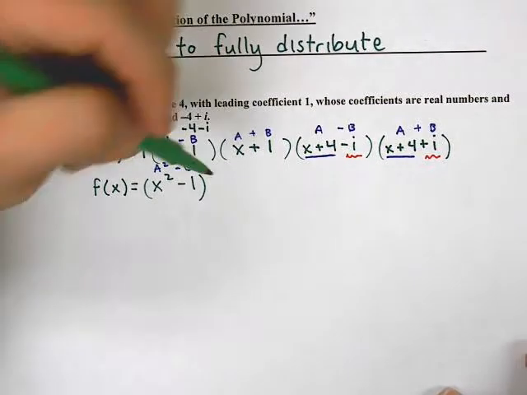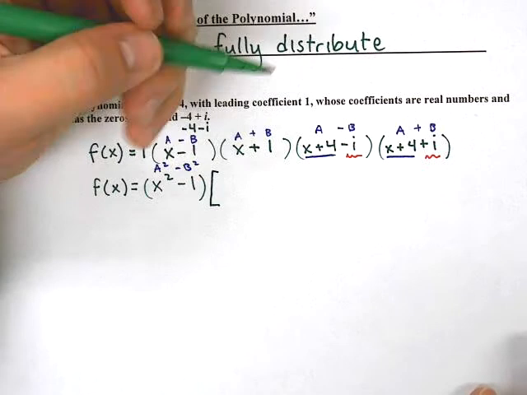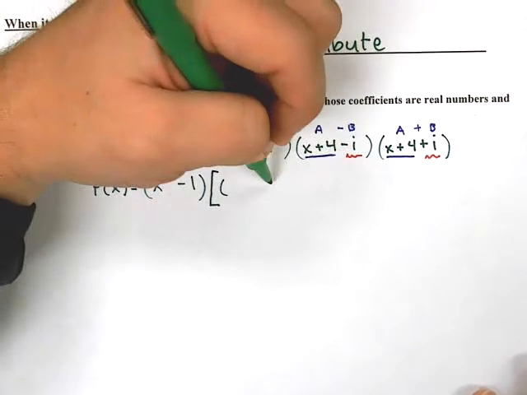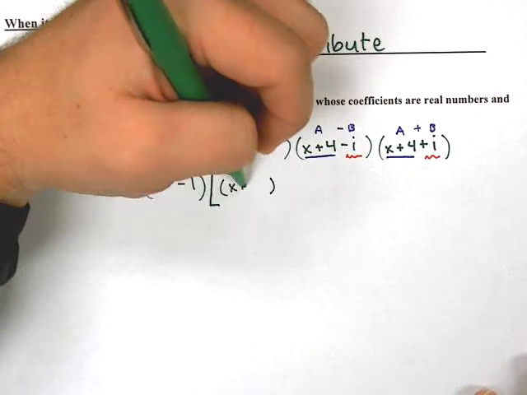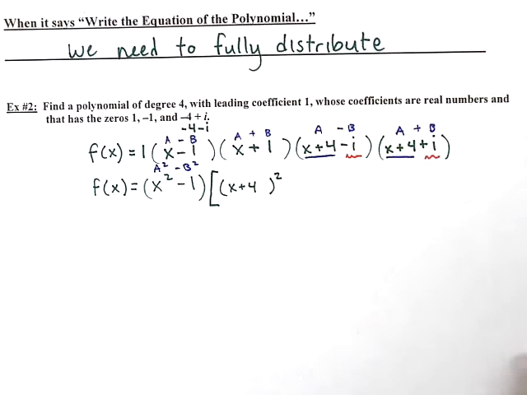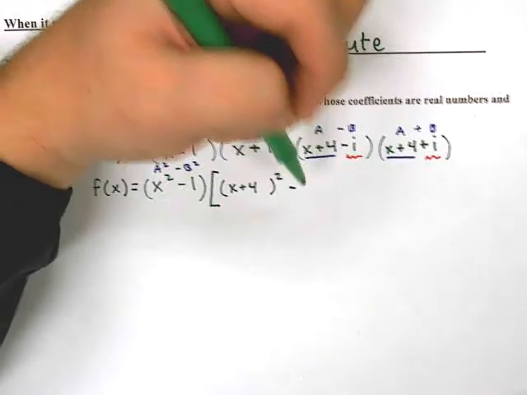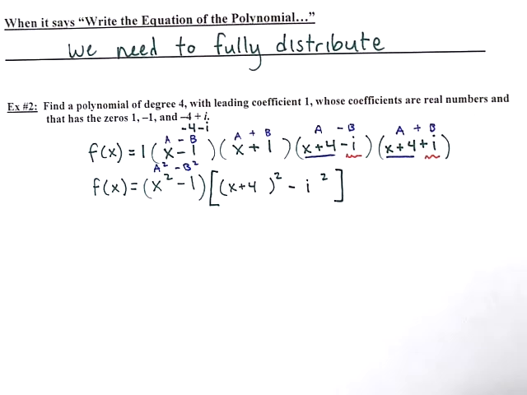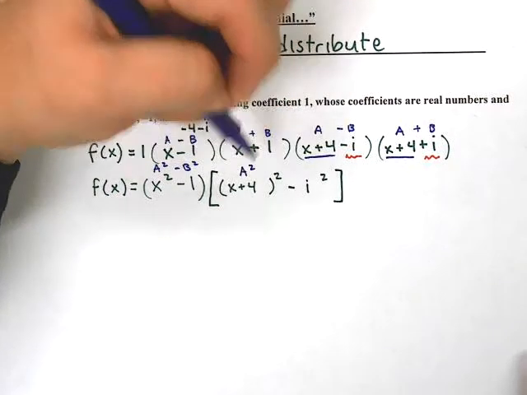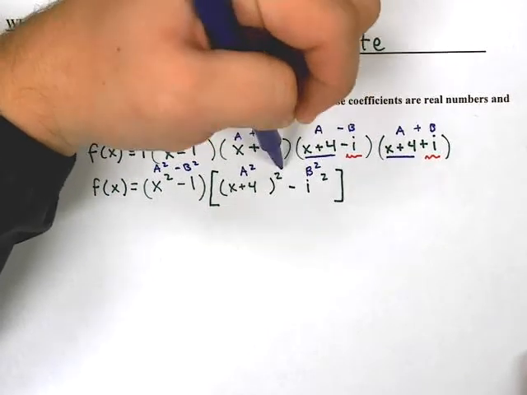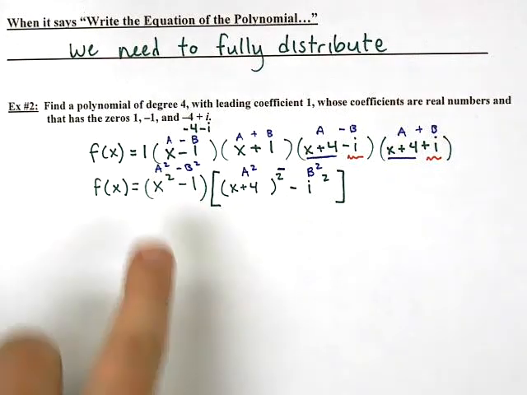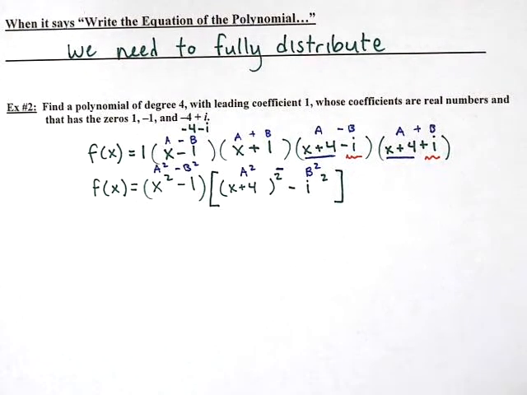Now, I'm going to use big brackets here just because it might get a little messy. I need to write my A value squared, so x plus 4 squared, and then minus my B value squared. Again, I took A squared, I took B squared, and I'm minusing them, just like we did on the side before, or this part over here. Okay?